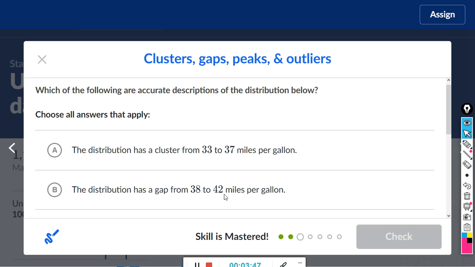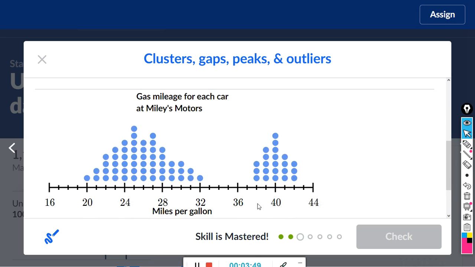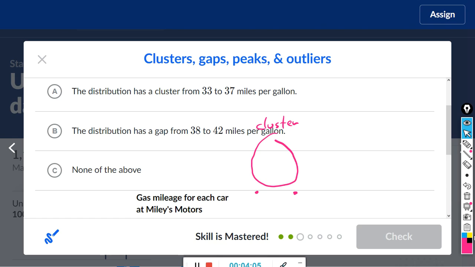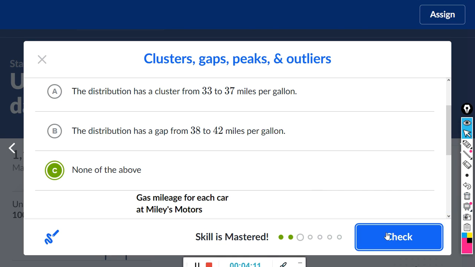Part B, a gap from 38 to 42. If we look at 38 to 42, there are data points all through there. That's not a gap, that's a cluster. So B is not true either. So the answer is C, none of the above.